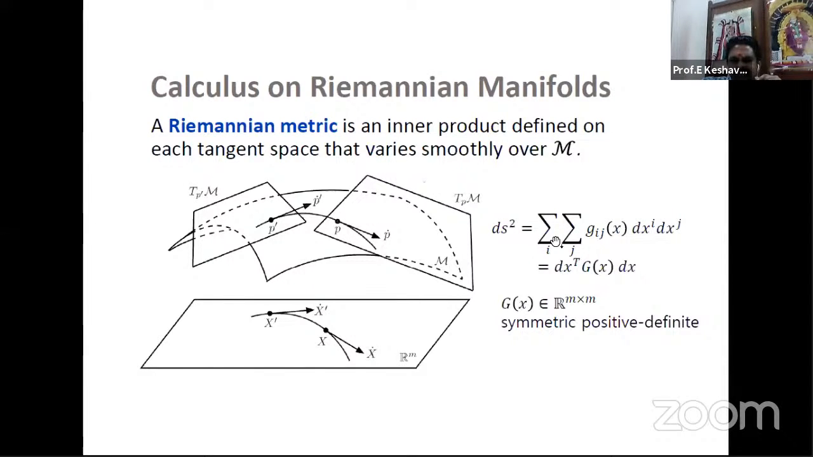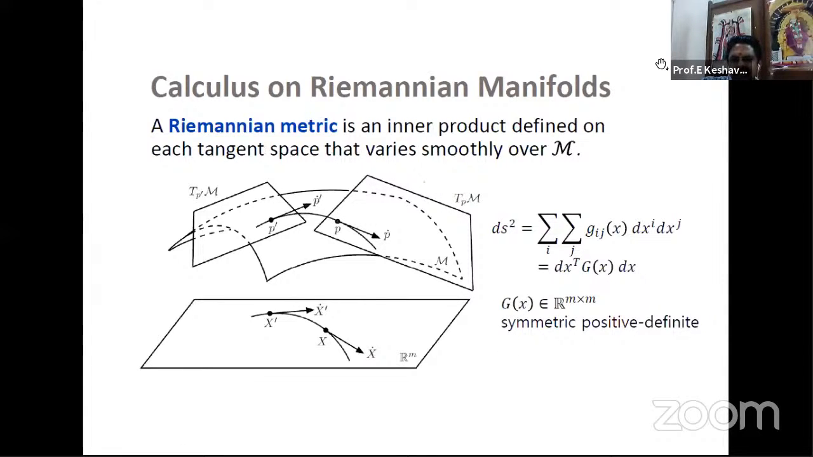So ds squared, we are going to say, is a summation over i and j, and we are going to get this. This is the final thing we are going to get in R^m. So this G is an element of R^(m×m), where m×m is a matrix we are going to make, and this is the field.